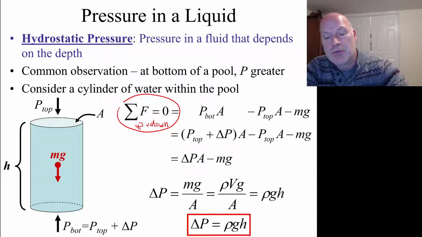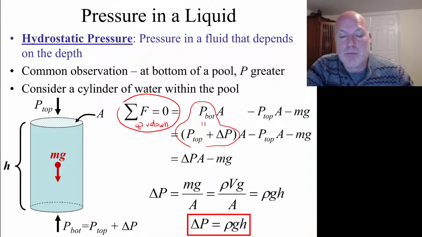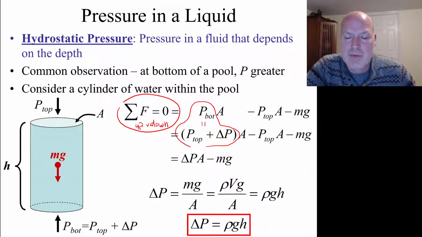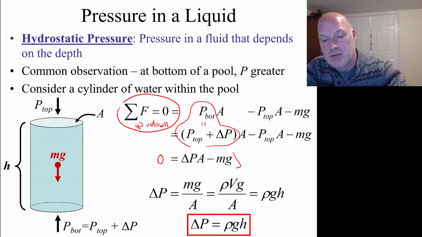So then you write that down, we redefine, we say, hey, but the pressure at the bottom, can't we just call that equal to the pressure at the top plus a difference in pressure? Why do we do that? Because then we can cancel out the pressure at the top, and we eventually just simply get this. Okay, very nice.